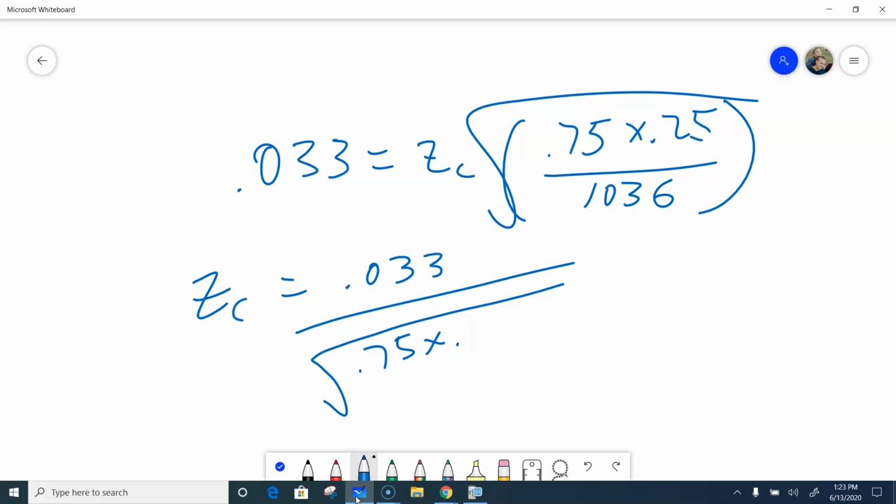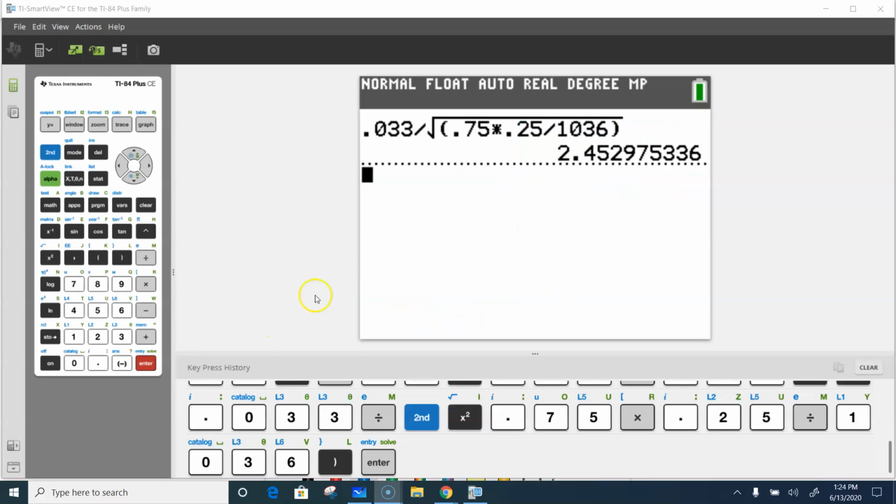I'll show you how that's going to work in a second. 0.75 times 0.25 divided by 1036. We can let our graphing calculator handle that for us. So if I enter this in my graphing calculator this way, 0.033, division symbol, we start our square root symbol. You might want to use a parentheses symbol here. 0.75 times 0.25 divided by 1036. We're going to get 2.45. So that's our z critical.